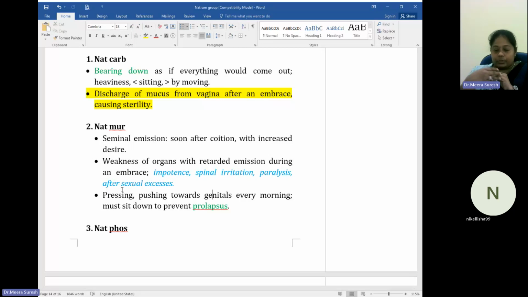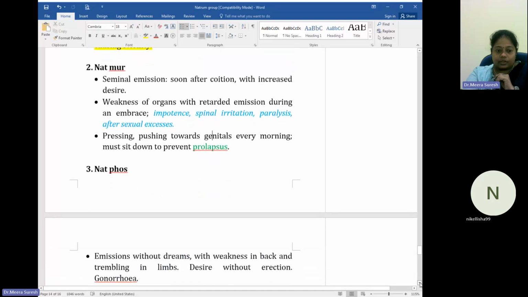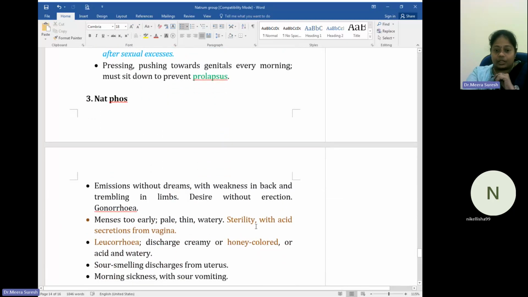Same, somewhat similar symptoms. Then lastly, in case of natrum fluoricum, they also have the same sterility with acid secretions from the vagina. So that is how my teachers actually connected the symptom, because they were not able to explain it properly. So this acid secretion during an embrace, maybe they are also satiety. I don't know how to explain. Anyway, all the natrums have got that symptom.